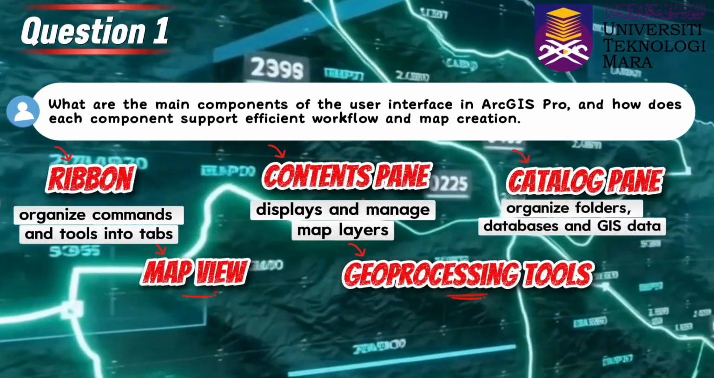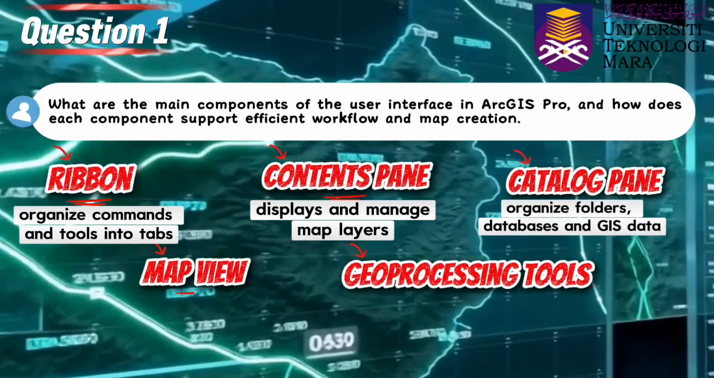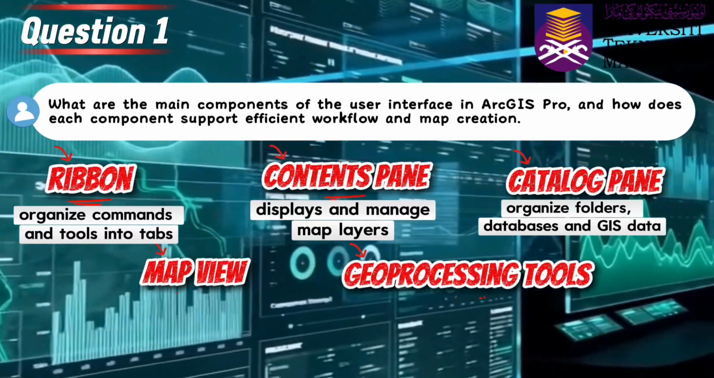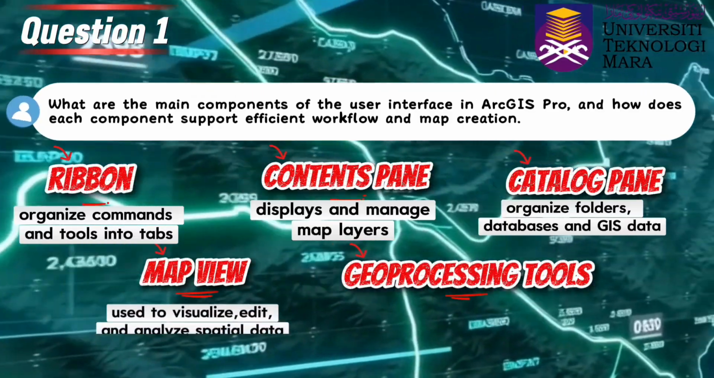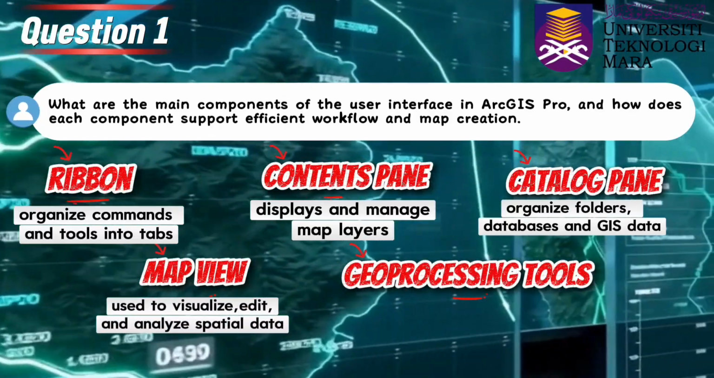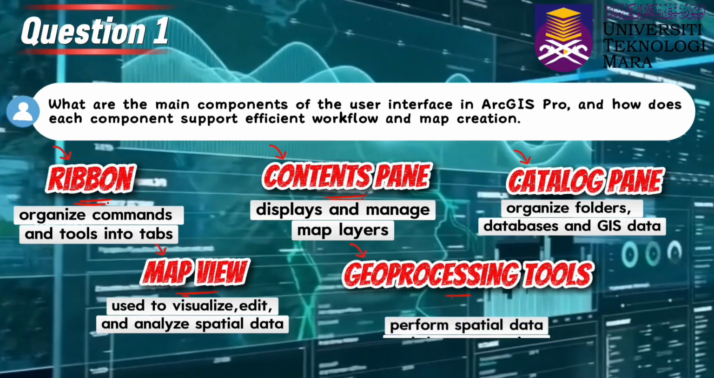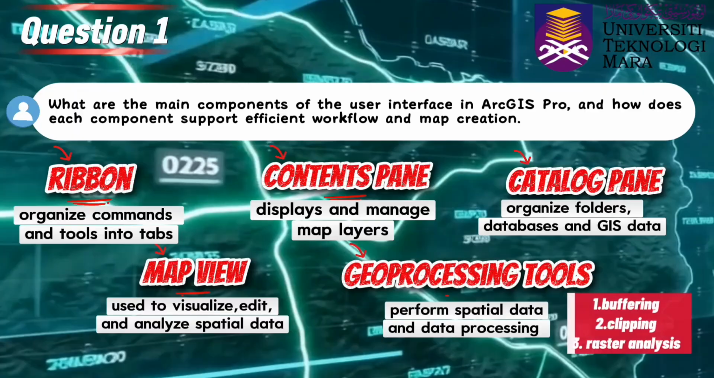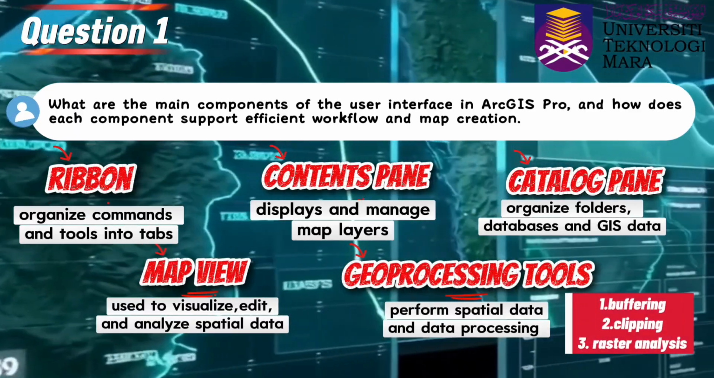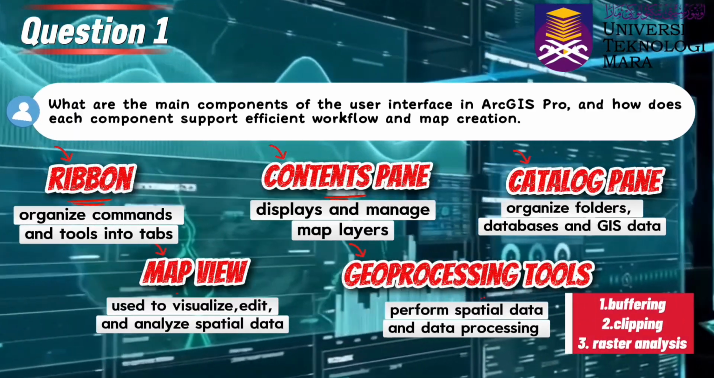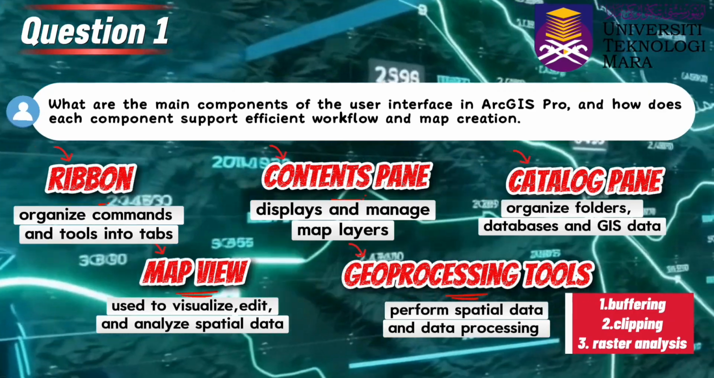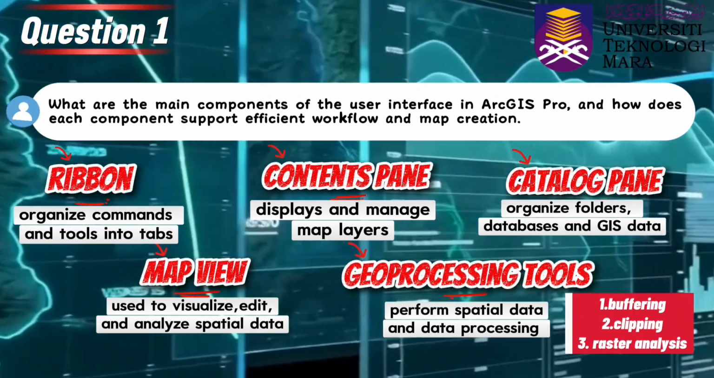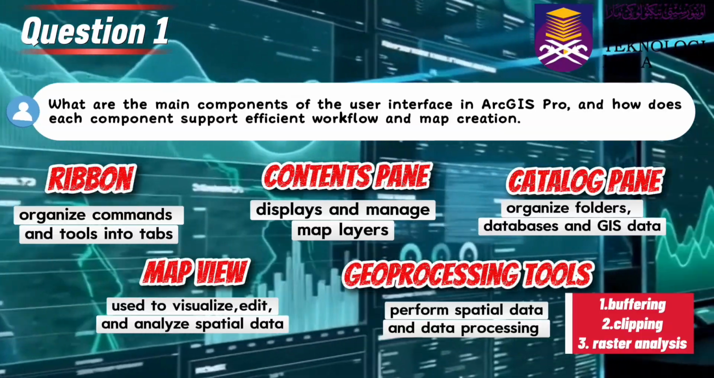The contents pane displays and manages map layers, while the catalog pane helps organize folders, databases, shapefiles, and raster data. The map view is the main workspace used to visualize, edit, and analyze spatial data. Geoprocessing tools are used to perform spatial analysis and data processing tasks such as buffering, clipping, and raster analysis. Together, these components support efficient workflow and accurate map creation in ArcGIS Pro.